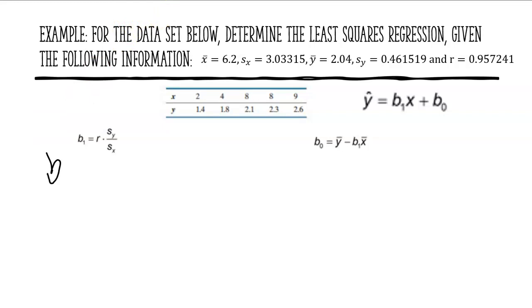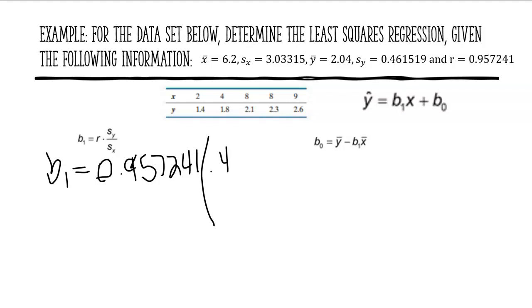So b1 is going to be equal to r, which is your 0.957241, times your standard deviation of y, which is 0.461519, divided by your standard deviation of x, which is 3.03315.